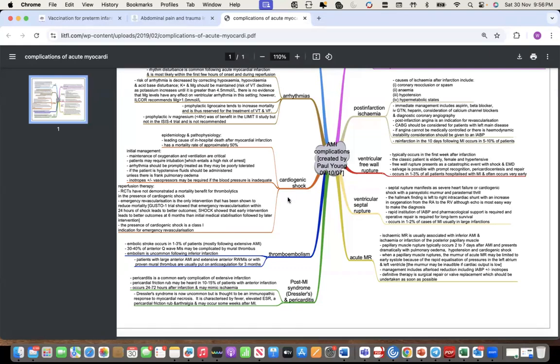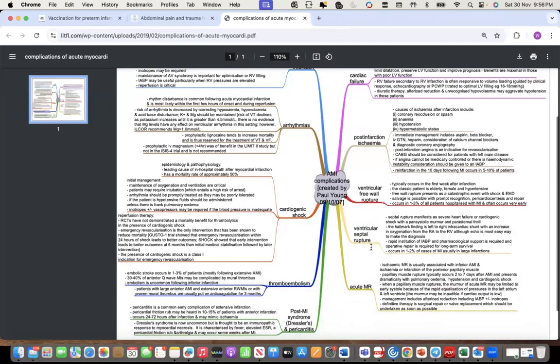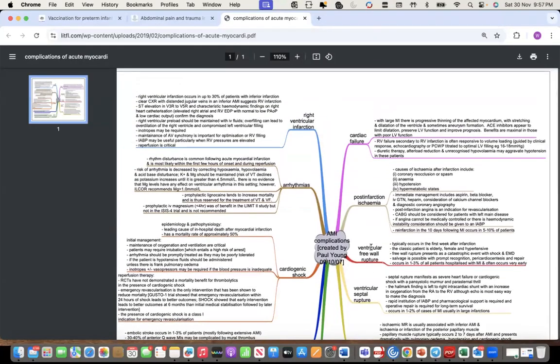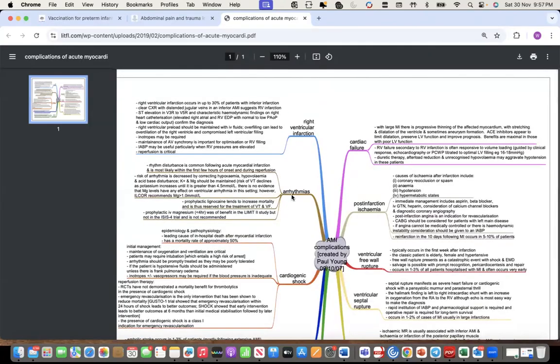So all of them have different signs and symptoms and different investigations you can do about it. But echo is the one thing which can at least give you the insight of the heart, what has happened, especially about the ischemia, ruptures, and thromboembolism as well. If there is some infarct there, any arrhythmias there, about the ejection fraction.